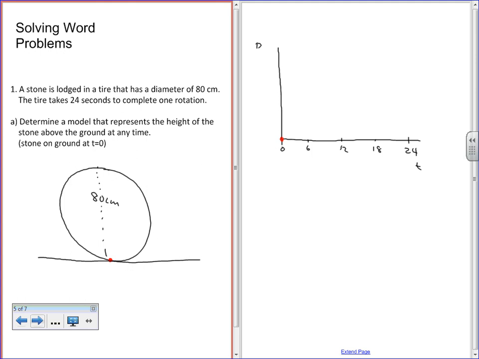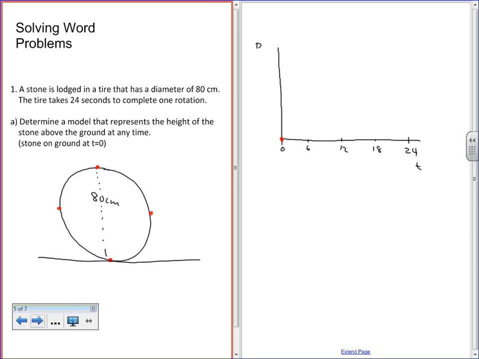If you're struggling with that, let's draw in these values. I divided this into 4 separate sections. Halfway through at 12 seconds, it would be here. 6 seconds, it would be here. 18 seconds, it would be here. 24 seconds, it's back down to the ground again. So a quarter of 80.